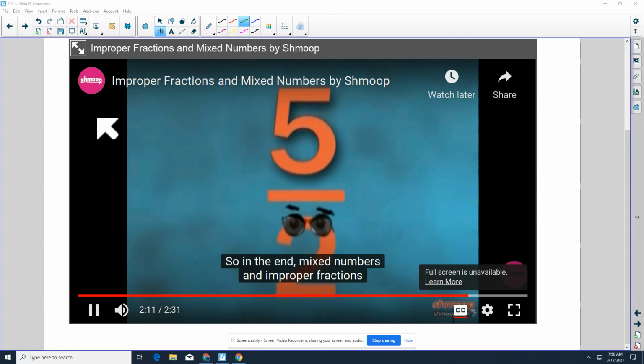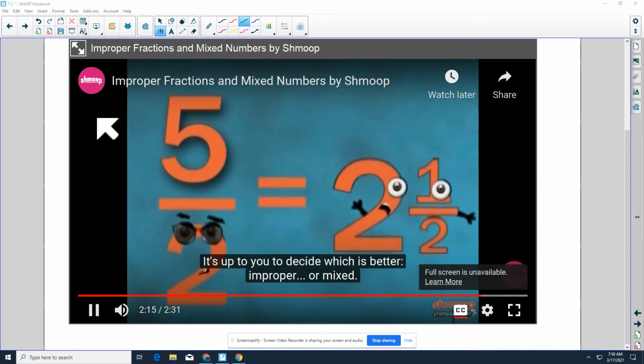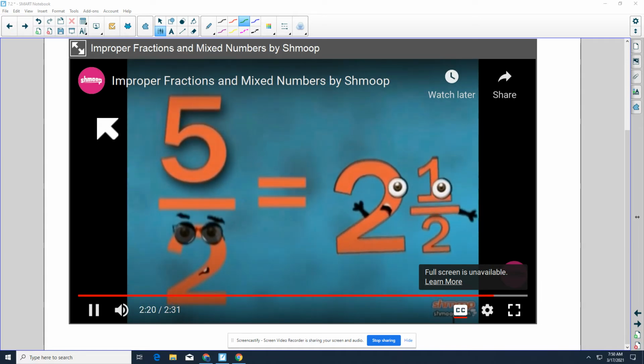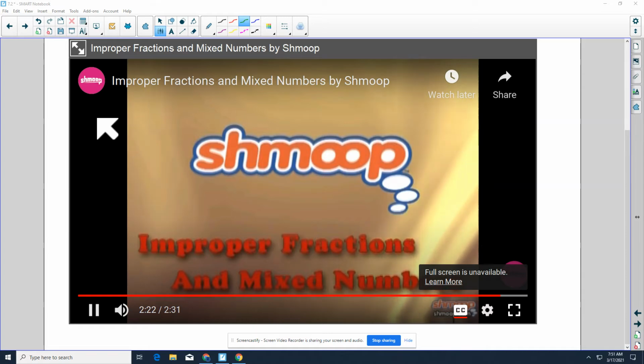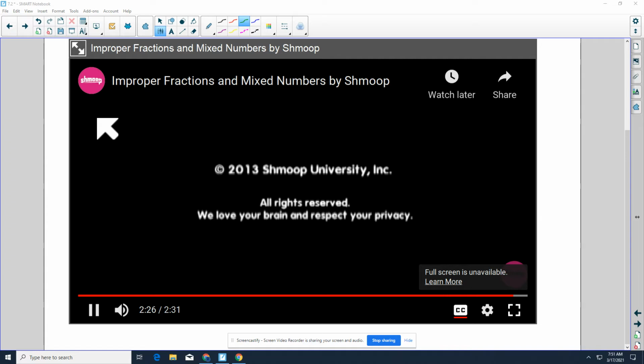So in the end, mixed numbers and improper fractions can express the same number in two different ways. It's up to you to decide which is better, improper or mixed. Who am I? Well, I never. Original denominator.